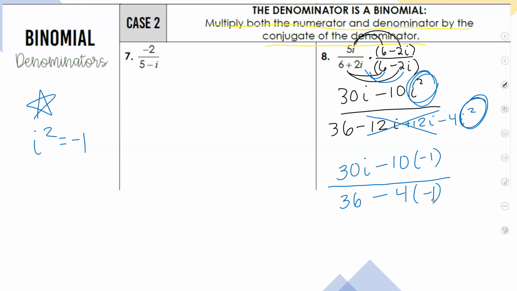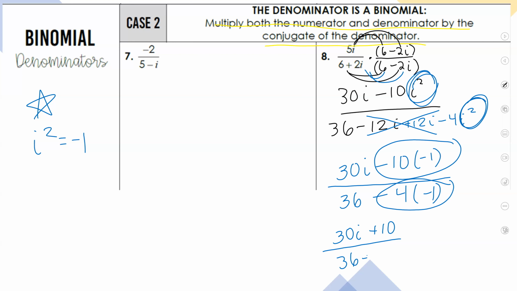Okay, so this will simplify to 30i, negative 10, and negative 1. This will be a positive 10. 36, negative 4, and a negative 1. This will be a positive 4. So in the denominator, I have 40.